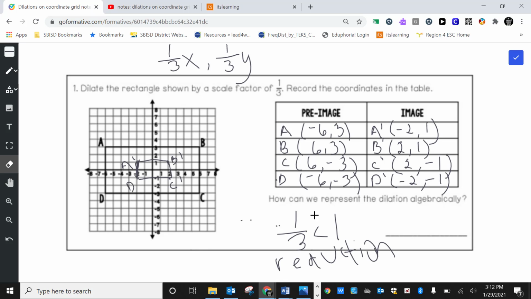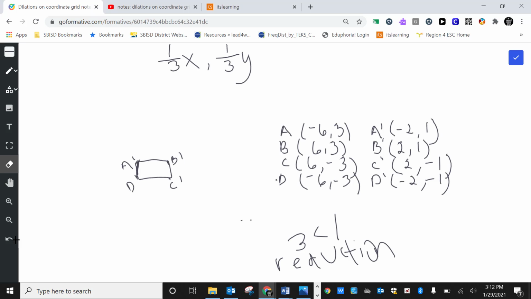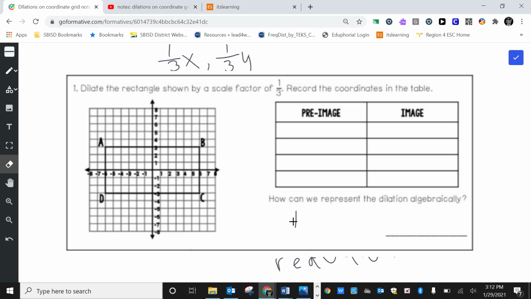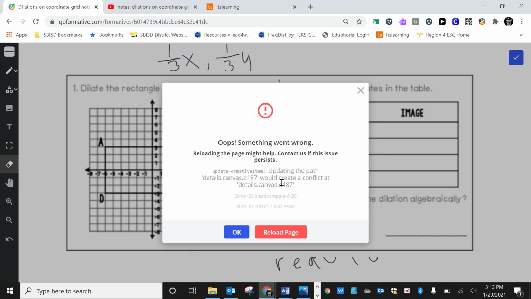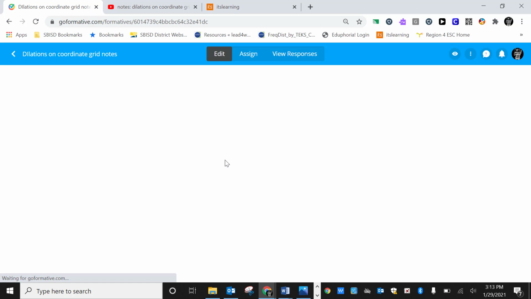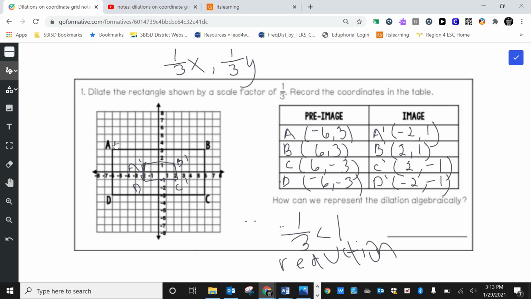Okay, now we want to represent that algebraically. And all that means is I need to write it using an algebraic relationship. So what I'm going to do is, this is how you'll see it.